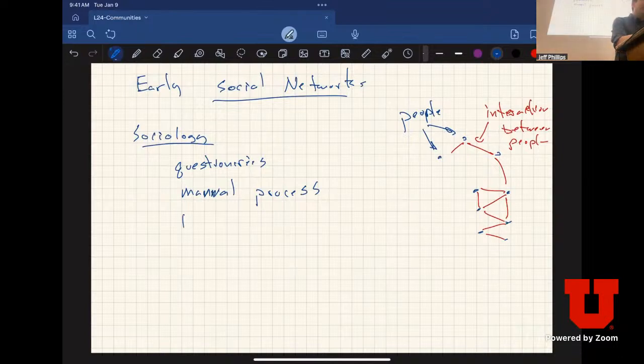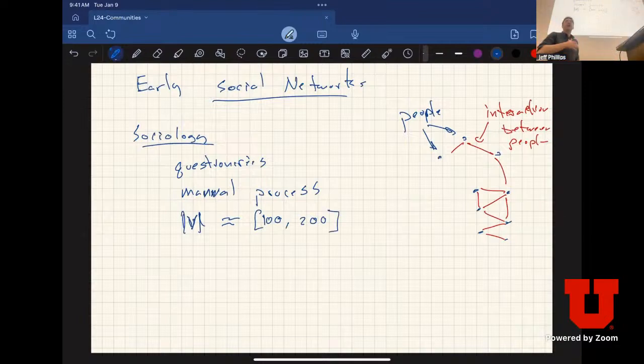So the number of vertices here would be on the order of, a lot of the networks that were studied were like 100 to 200 people. Okay, and so they would try and study these networks, and occasionally, not rarely, but occasionally they would measure this multiple times and try and understand how this changed.